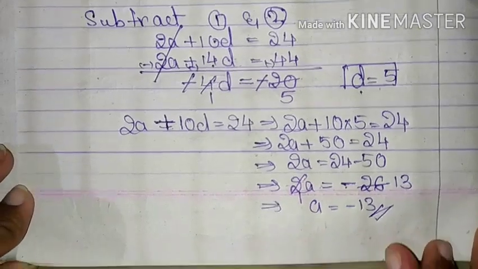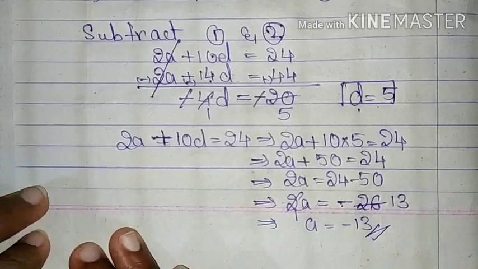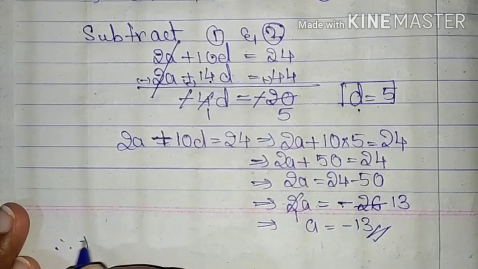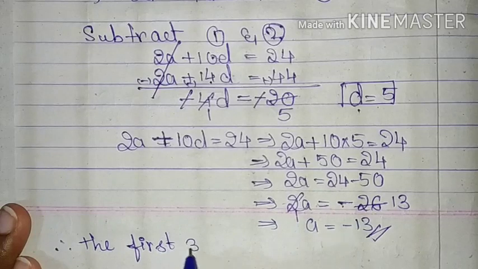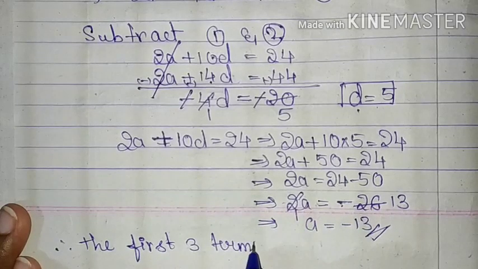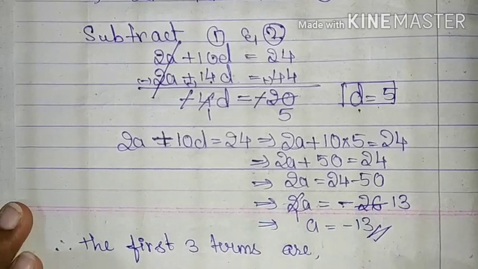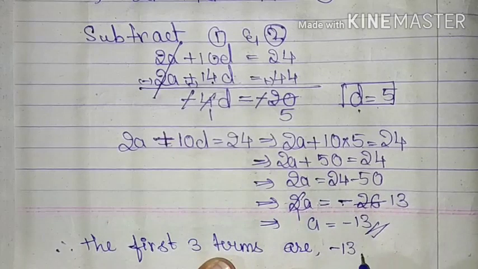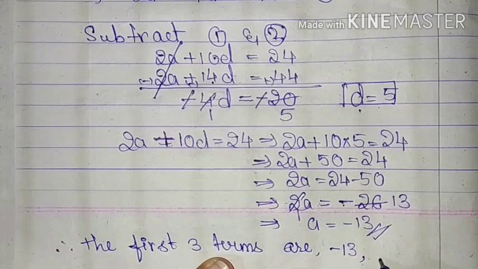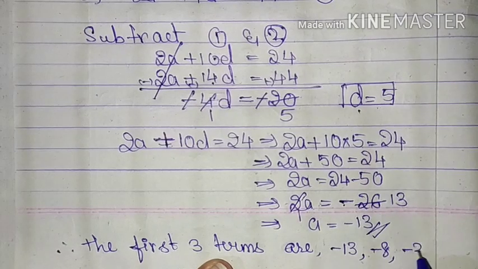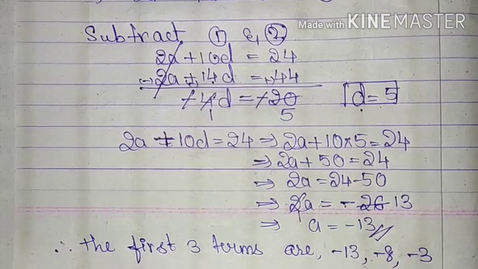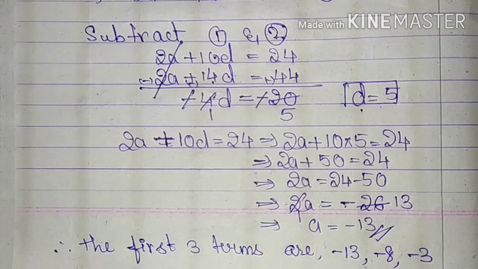Therefore, the first three terms of our arithmetic progression are minus 13, minus 13 plus 5 which is minus 8, and minus 8 plus 5 which is minus 3. These are the first three terms of our arithmetic progression.